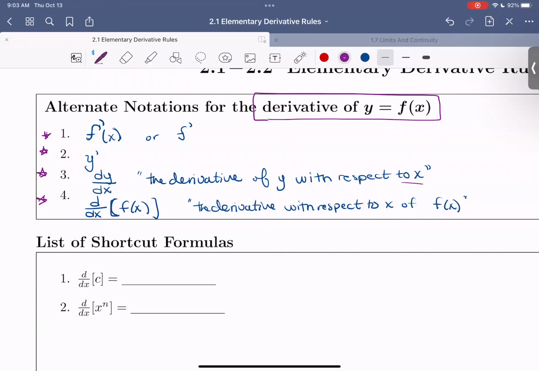So in the next video, you'll see some of these new notations being used as we work on some shortcut formulas for computing derivatives of various families of functions.